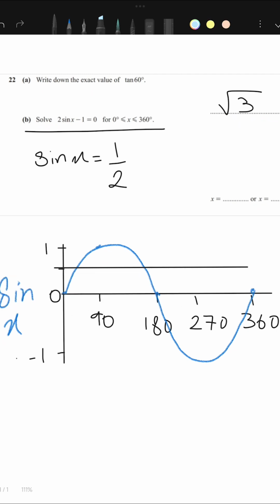Now you'll notice that there are 2 points where our line of 1 over 2 intersects our sine x line, and that's going to be this point here and this point here. If we bring these 2 points down and check the angle at those points, we're gonna find x. So here it's roughly 45 degrees, half of 90. And then here we can say maybe 150, 140. So 45 degrees and let's say 150.